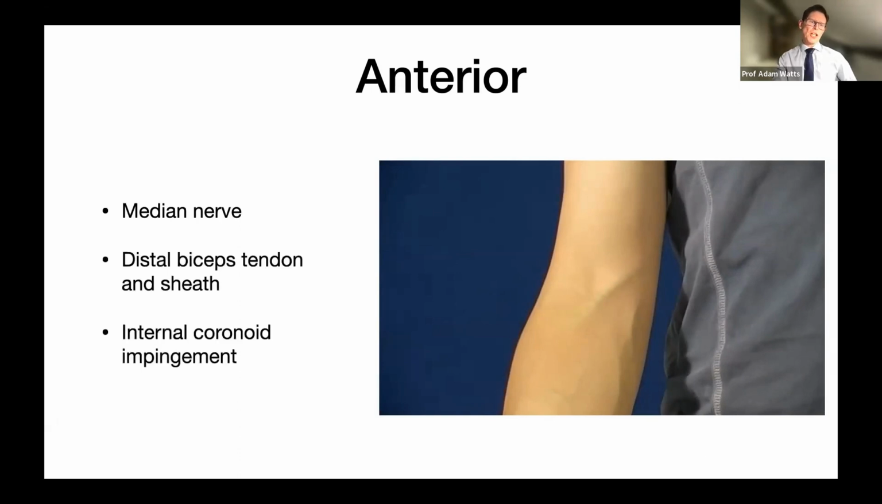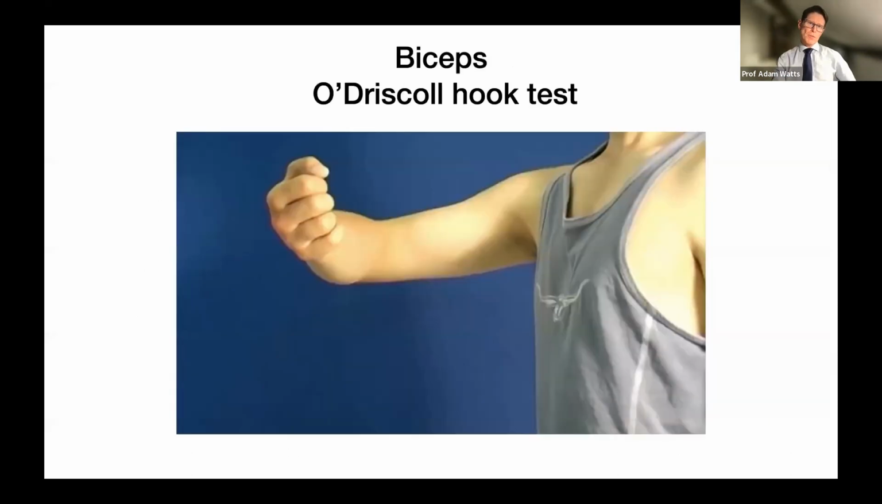We need to also consider internal coronoid impingement. That's often seen in boxers or rugby players or people with osteoarthritis, and forced flexion of the elbow will reproduce those pain symptoms.